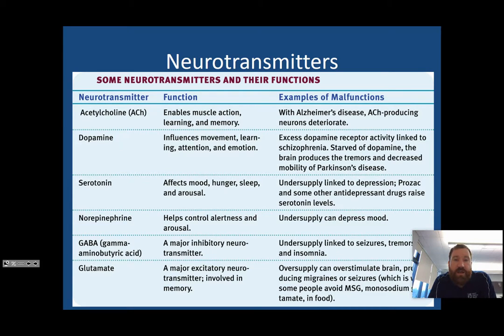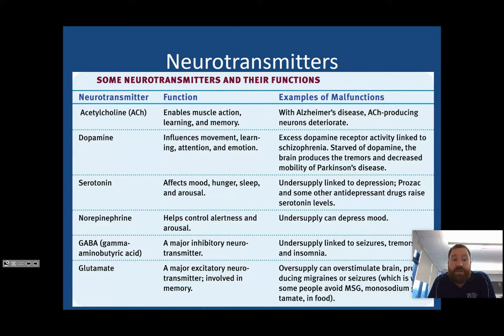Norepinephrine is arousal. So that's like if something alarming happens or something causes a burst of adrenaline, right? Norepinephrine and adrenaline are very similar. So norepinephrine is kind of that your adrenaline's kicking, your heart's racing type of neurotransmitter.